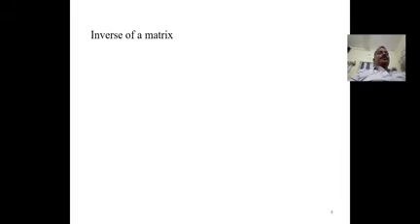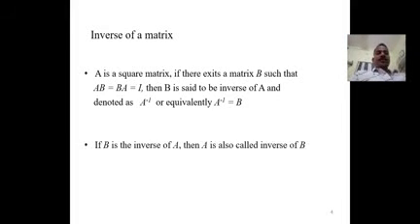Now, the inverse of a matrix. Let capital A be a square matrix. If there exists a matrix capital B such that AB is equal to BA is equal to I, then B is said to be the inverse of A and it is denoted by A inverse. That is, B equals A inverse. If B is the inverse of A, then A is also the inverse of B, vice versa.